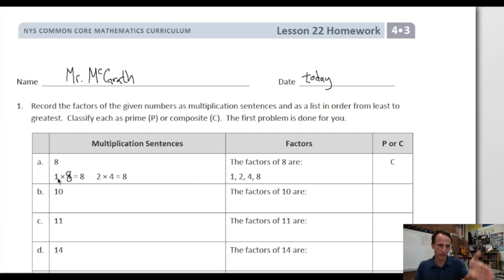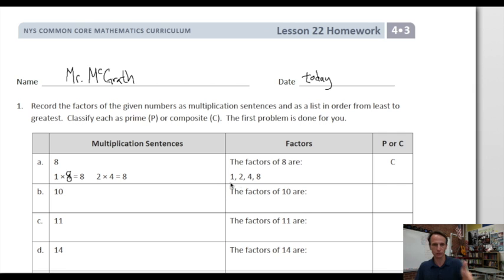And so when you look at the factors, 1, 8, 2, 4, those are the numbers which can be multiplied in some configuration and give you a product of 8. So we'll put them in order from, as it says, least to greatest: 1, 2, 4, 8, separated by commas. And that is composite, because it has more factors than just 1 and itself.